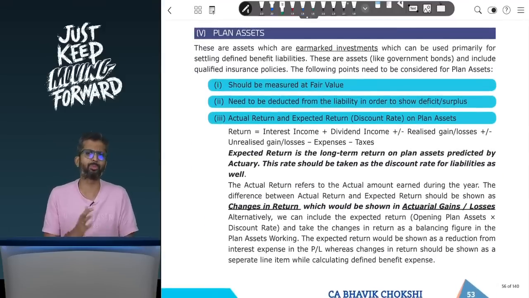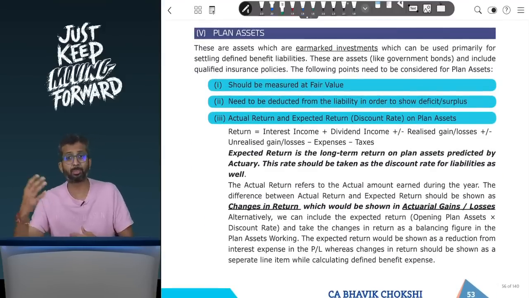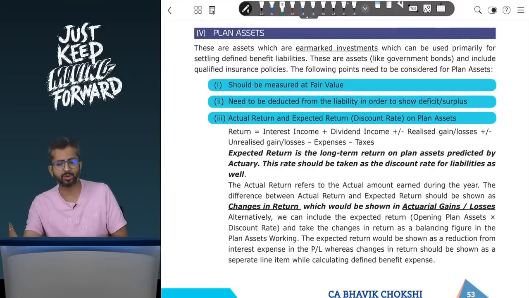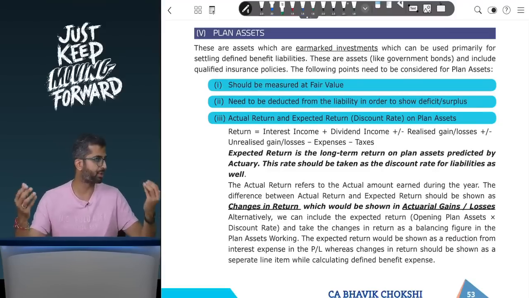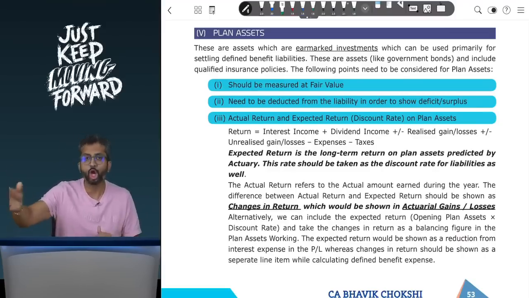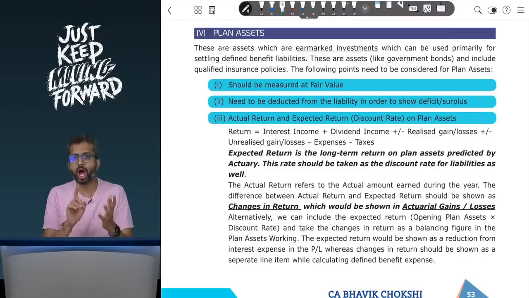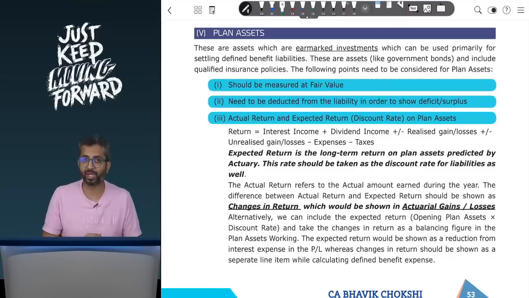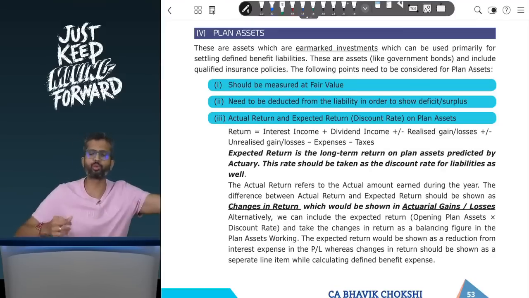Then you have something called plan assets. What are plan assets? Like there's a plan liability, like you have provident fund to pay, and for paying that you have earmarked dedicated assets. These are called plan assets. At what value do you record plan assets? Not at cost, not at cost or fair value whichever is lower, but at fair value. Why? Because you need to figure out how much exact money you have to pay these liabilities.